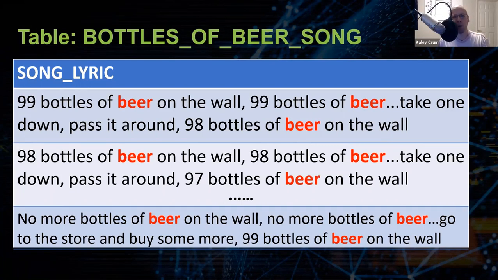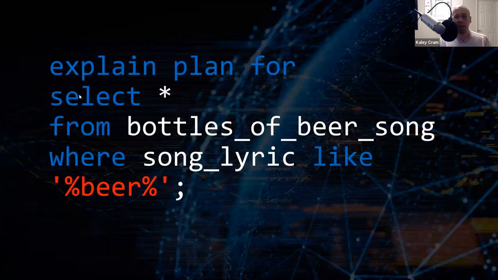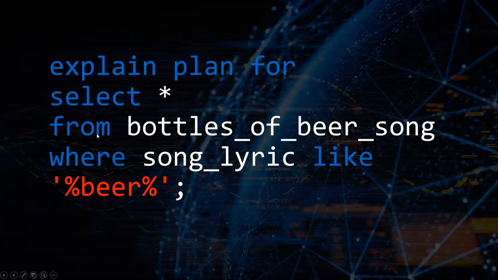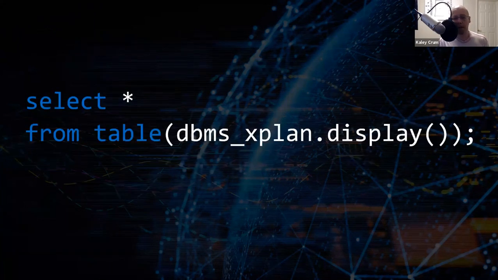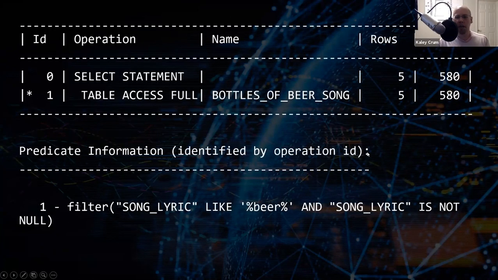But what if we ask Oracle? What if we say, hey, Oracle, how many of these rows contain beer? Let's say we do explain plan for select star from Bottles of Beer Song where song lyric is like '%beer%'. If we get the plan back using select star from table(dbms_xplan.display), you can see that Oracle thinks there's going to be a grand total of 5 rows. What the heck, Oracle? We just said that there are 100 rows, but Oracle thinks there's only going to be 5.